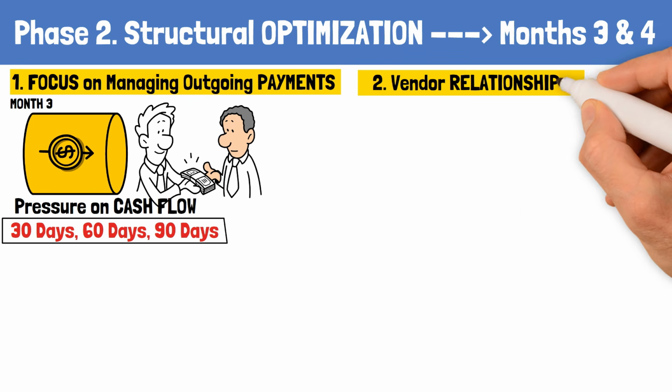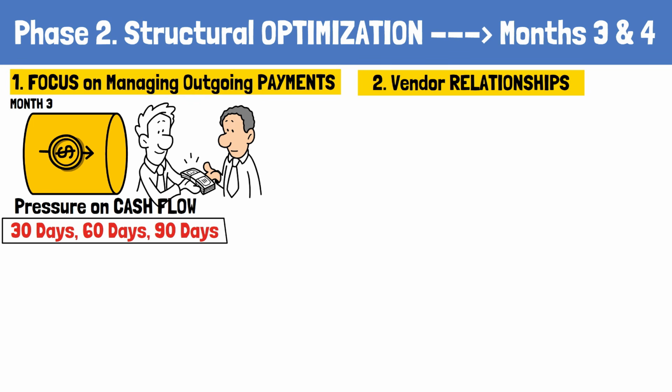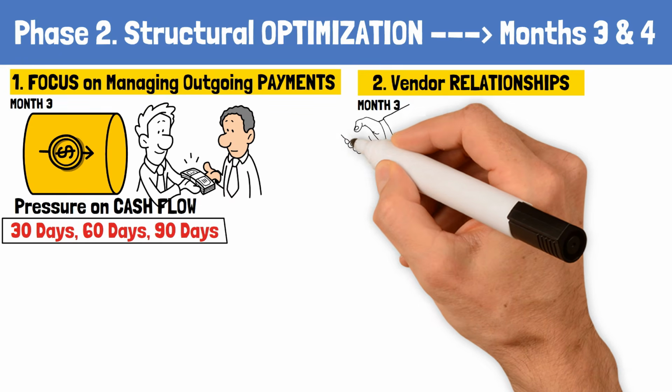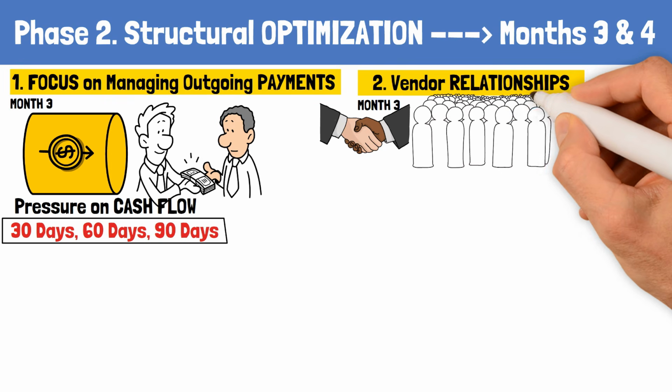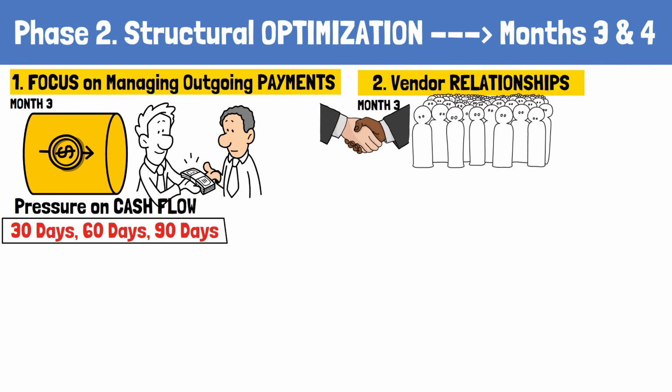Vendor relationships play a major role in cash flow management. Open communication can often lead to flexible arrangements that benefit both parties. Suppliers generally prefer a reliable customer who communicates proactively rather than one who suddenly struggles to make payments. Building strong vendor relationships can provide valuable financial flexibility during challenging periods.